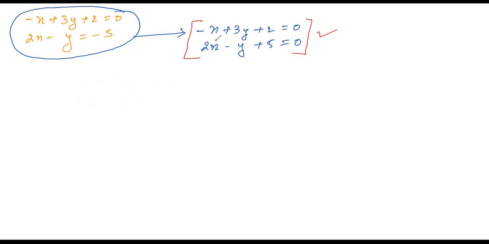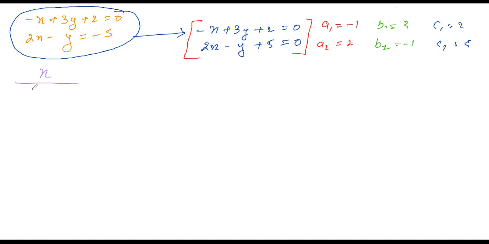After getting this, the first thing you must do, according to my advice, is write a1, which is minus 1. a2 is 2. Then b1 is 3. b2 is minus 1. Then c1 is 2 and c2 is 5. Now, after getting this, we will go for the formula.